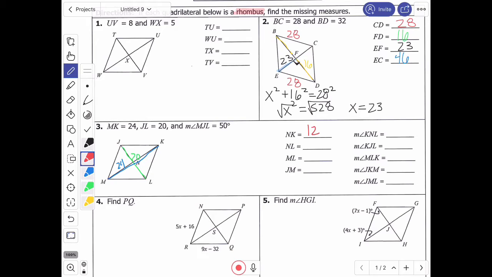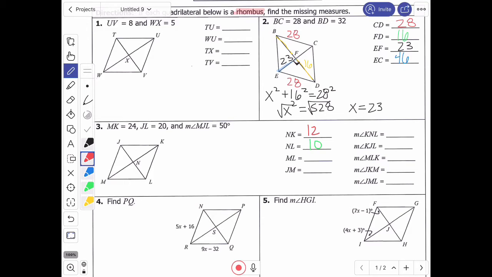And then when I find NL, it's kind of the same idea, but now we're dealing with that green diagonal. So I'm going to take half of 20, which is 10. And then now I'm going to find ML. So ML is one of those outside perimeter sides. And I'm going to erase the diagonals because now we know what each piece of the diagonal is, and I think that might be more helpful.